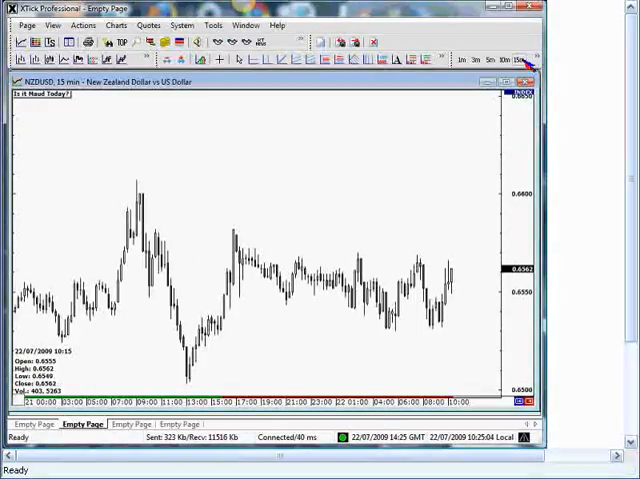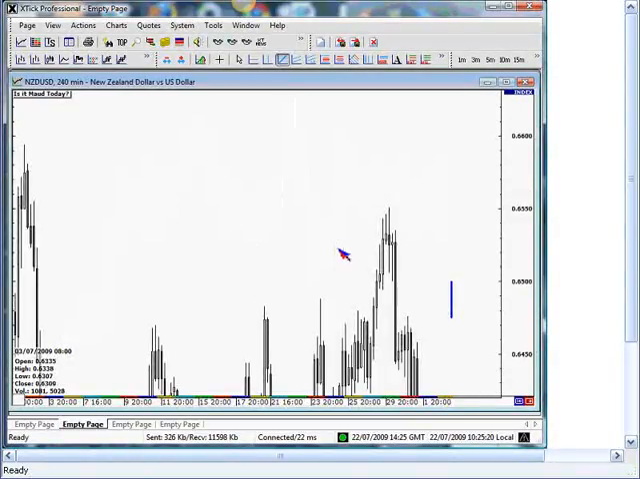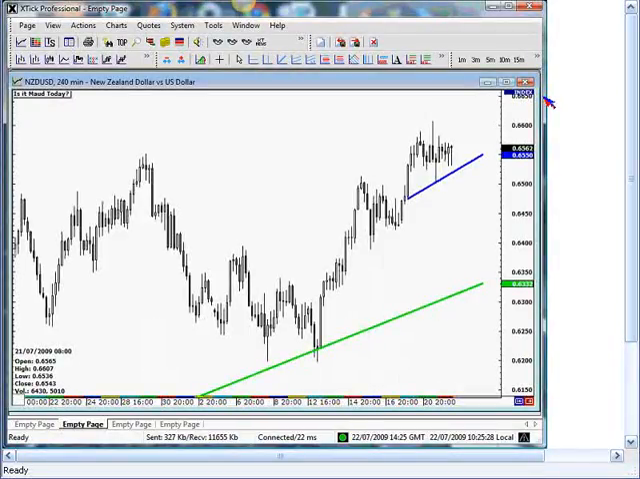And now we're going to go down to the 15-minute chart. And I'm going to draw a trend line on the 15-minute or the 30-minute chart. Yep, 30-minute will do. And draw a trend line across the lows. And here we go. See if we can show everything start to finish.